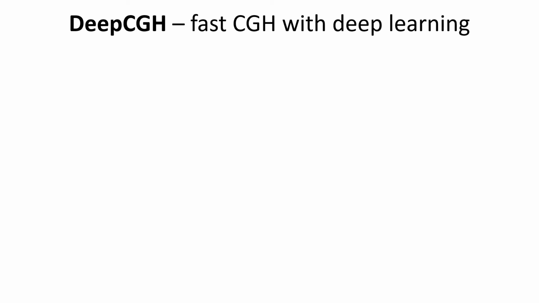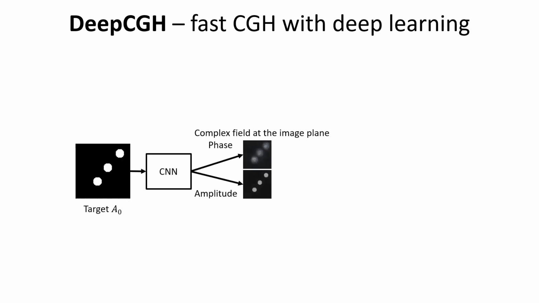We recently published a new method to do just that using deep learning. The idea is that we can create a convolutional neural network that will take as input the amplitude that we want to render, A0, and without iterations, directly estimate a suitable complex wave at the image plane. That is a nonlinear operation that CNNs are particularly well suited for.